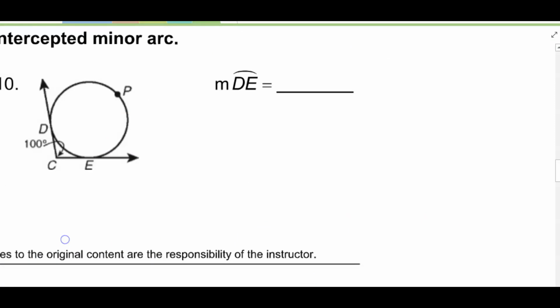Okay, let's try that again. Again, let's find the spots where our sides intersect the circle. So that shows us we have two arcs. We have arc DE, which is the minor arc. We also have arc DPE, which is our major arc. So let's go through that process one more time. The measure of the exterior angle here, so that 100-degree angle, is equal to the measure of the far arc minus the measure of the close arc. Divide by 2.